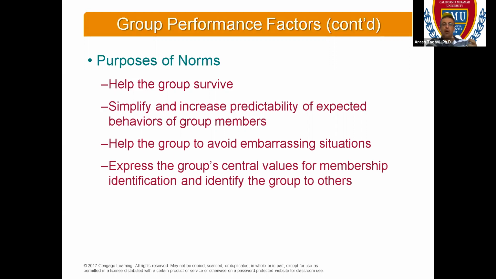Norms express the group's central values, core values, the main cores for membership identification, and identify the group to others. Every group will be identified by others and will identify itself to others by its norms. For example, if this group is a military group, an educational group, a scientific group, or an action group, the norms are different. And by these norms, other people outside the group can identify the purpose of this group.